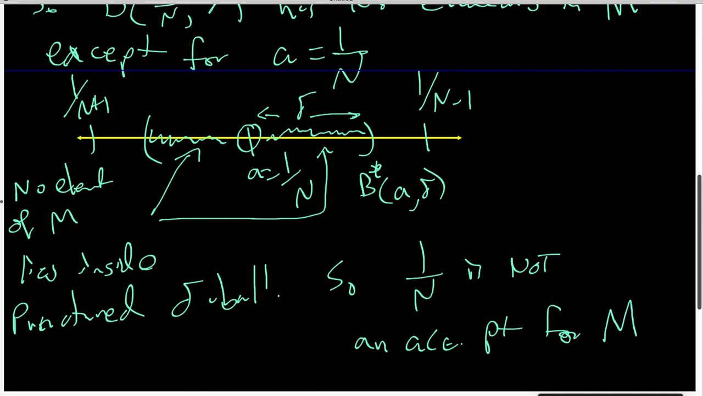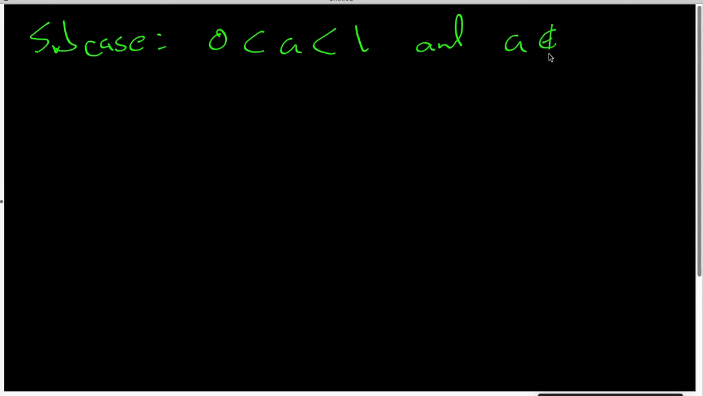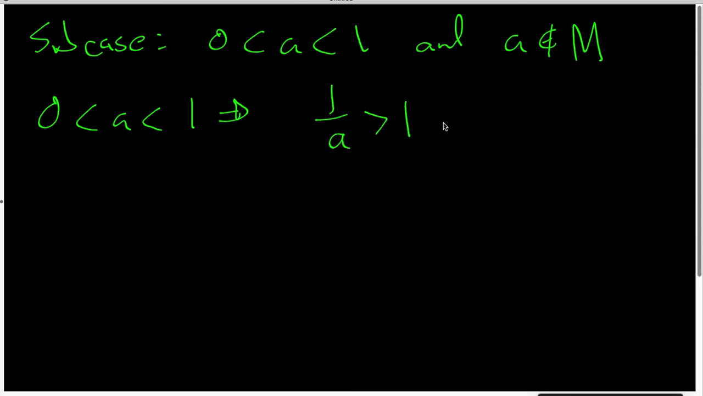Well, we have one last case to deal with, so let's look at that subcase. Our third subcase is A is between 0 and 1, and A is not inside set M at all. Now, I want to think about the Archimedean principle, but first I want to talk about reciprocals. I want to notice that 0 less than A less than 1 is going to imply that 1 over A is strictly bigger than 1.